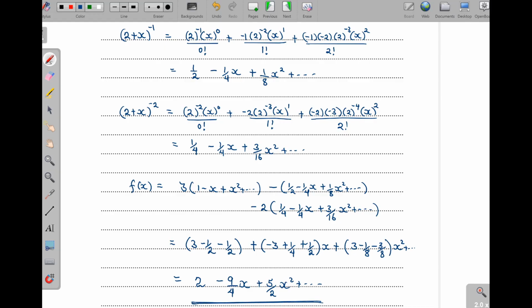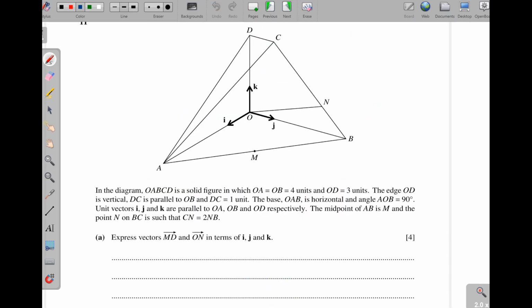Question 11 is coming from vectors. In the diagram, OABCD is a solid figure in which OA is equal to OB, which is 4 units. So OA, this is 4 units. Then OB is also 4 units. And then OD is 3 units. So I can put a 3 there. The edge OD is vertical. DC is parallel to OB.